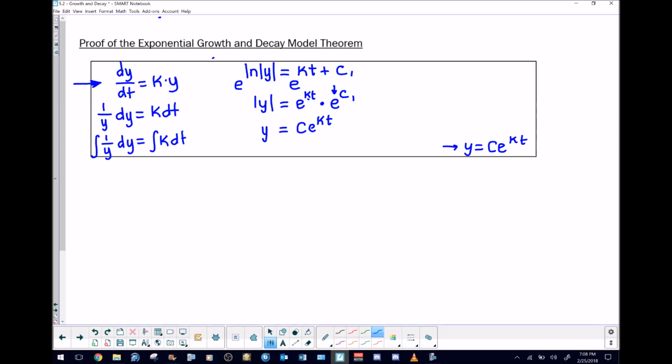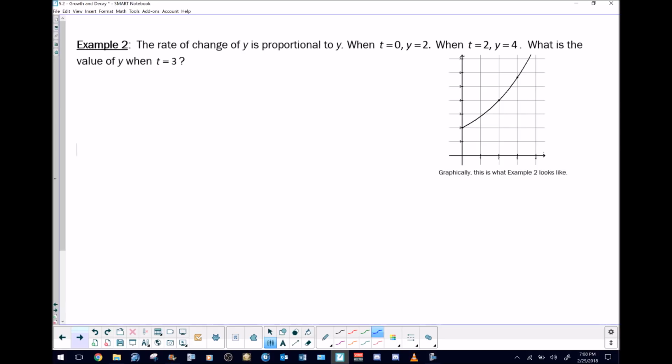Now I'm going to finish up with a very quick example here, number 2, where we can actually put this to use. We're told that the rate of change of y is proportional to y.